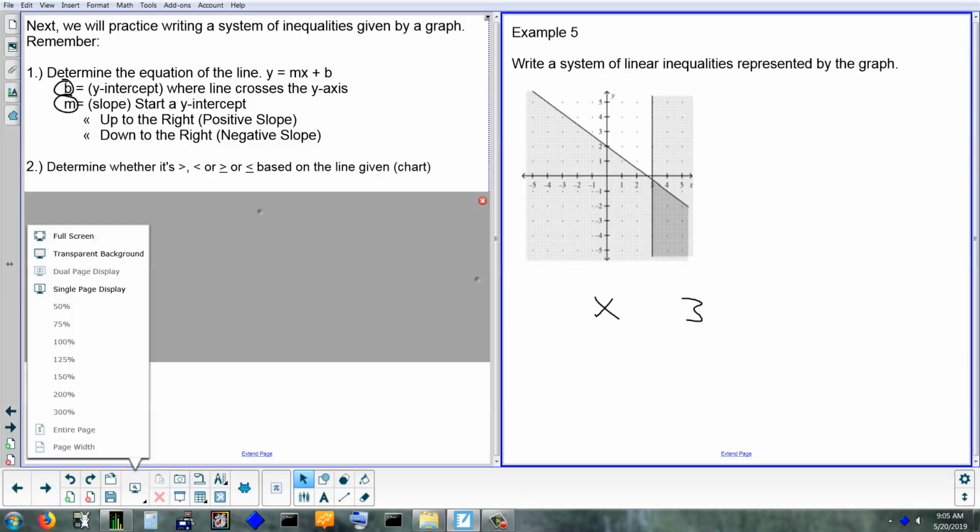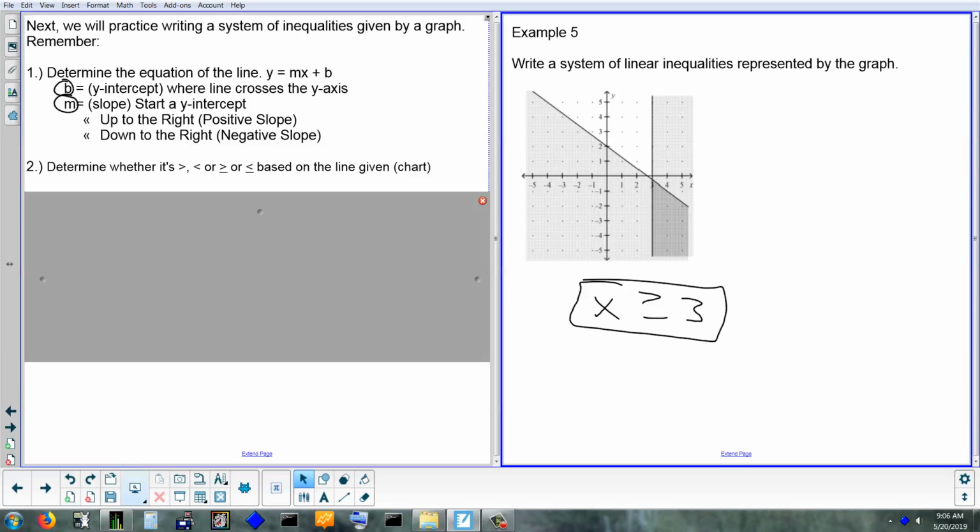Now, did they shade to the left of the vertical line or to the right? To the right. So what symbol means shade right? Greater than. Should it be a greater than or a greater than or equal to? Greater than. Why? Because the line is not dotted. That's the first one. Vertical line at 3, solid, so it's greater than or equal to, and it's to the right. All right. Next one.